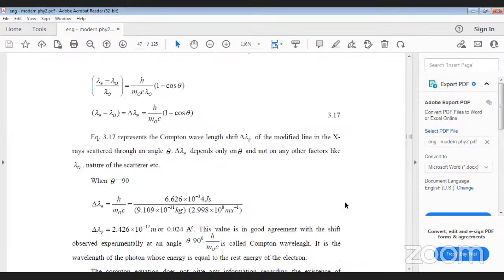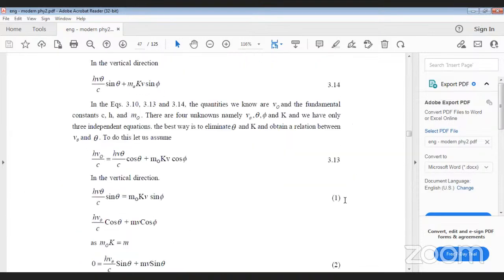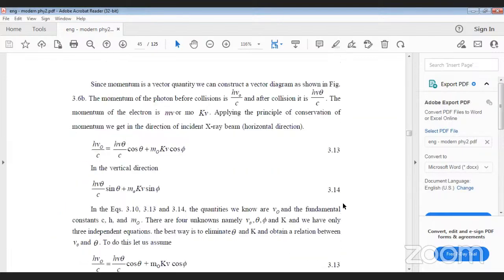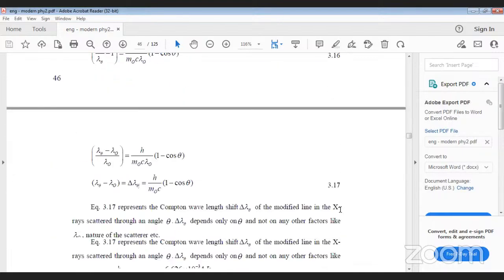So up to here you need to do the practice. You need to do the practice. Without doing the practice, you cannot remember the calculation.